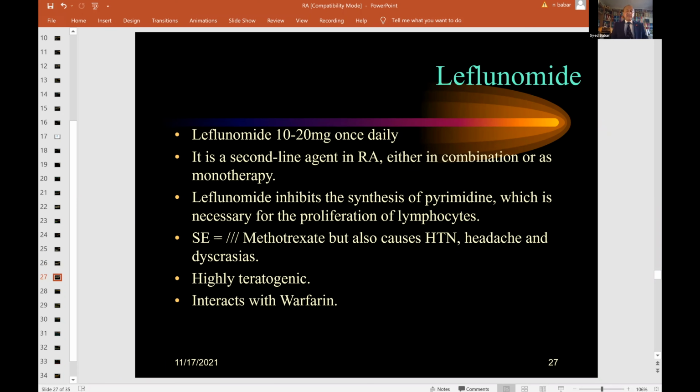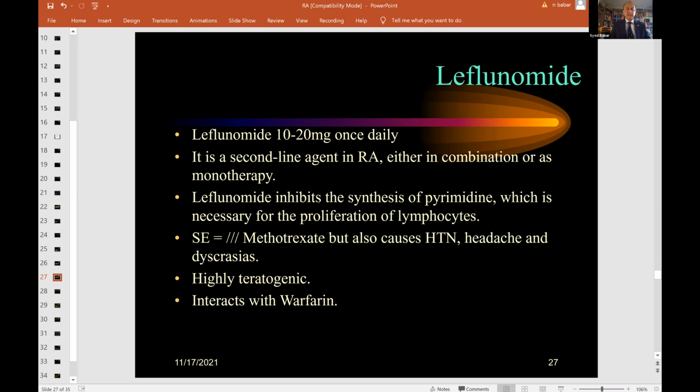This is given at a dose of 10 to 20 milligrams once a day. It's usually a second-line agent, but when a patient is intolerant to methotrexate and sulfasalazine, then it can be used as a monotherapy. Otherwise, it's used in combination with something else. It inhibits the synthesis of pyrimidine. And so pyrimidine is linked to the development and proliferation of lymphocytes. And therefore, this works by reducing the impact of rheumatoid arthritis.